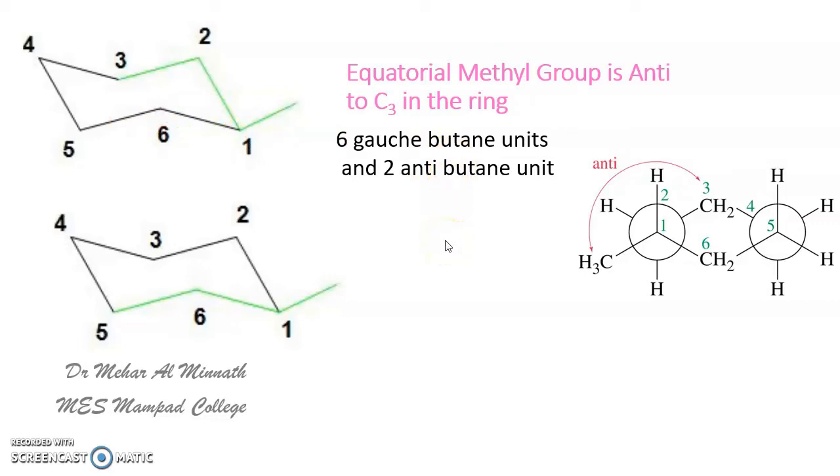So, in effect, we can say that the energy associated with the conformer in which the methyl group is equatorially oriented will be 5.4 kilocalories per mole, because the energy associated with an anti-butane unit we are taking as 0. That is taken as the reference, we put it as 0, and it is with reference to that we calculate the energy of the rest of the interactions. So even though there are 8 butane units, only 6 are gauche in nature. The other two are anti in nature, and therefore we will take up only the energy of the 6 gauche units. So the energy associated with the molecule when the methyl group is equatorially oriented is 5.4 kilocalories per mole.